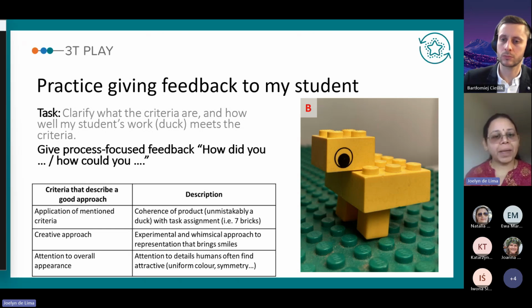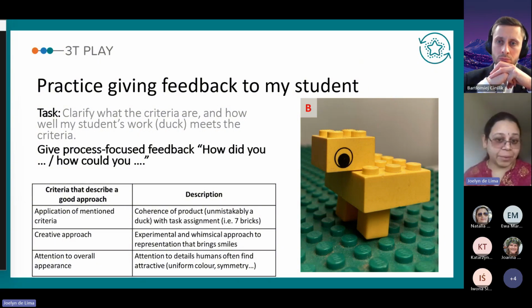Okay. So maybe if you were giving them feedback on that attention to overall appearance, you could have said what you've typed there. That is lovely. So what do you think would change if you used a different number of bricks or something like that, thinking of what process they have followed.